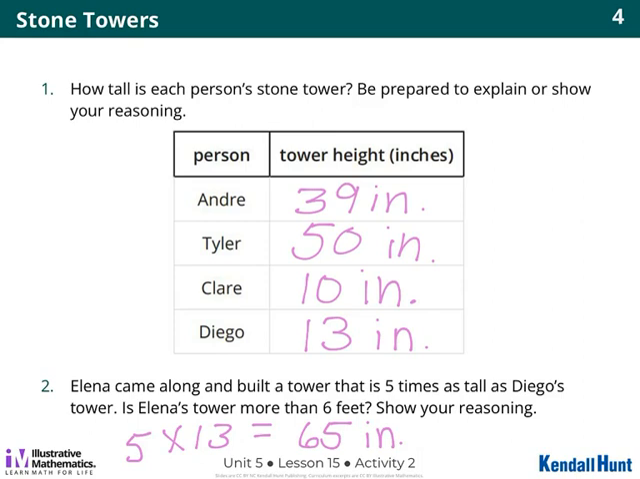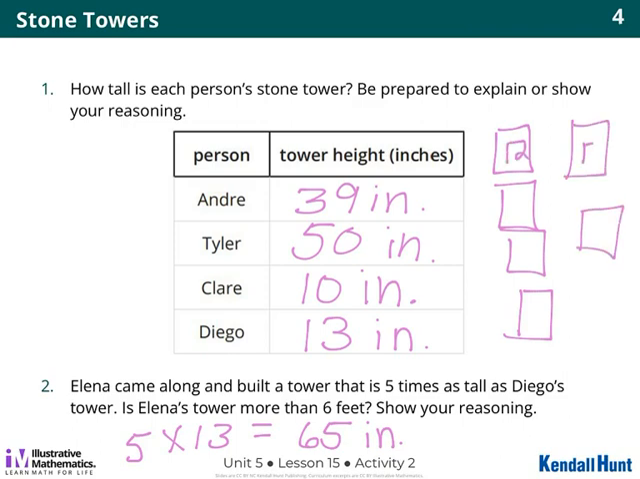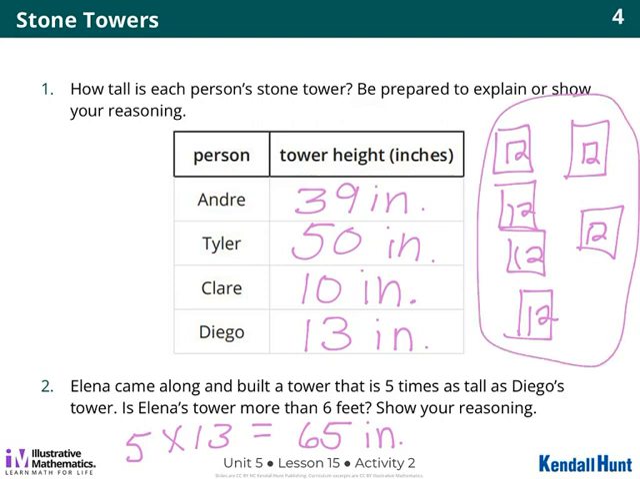Gage. I think no, because I drew 6 boxes for the 6 feet, and then 13 times 5 equals 65, and the 6 boxes of 12 is 72, not 65. I love how you drew a diagram. So what Gage figured out is 6 times 12 is 72. So 6 feet equals 72 inches. Well, Elena's tower is 65 inches. 65 inches is less than 6 feet, right? So, no. Hers would have to be less. Does that make sense?